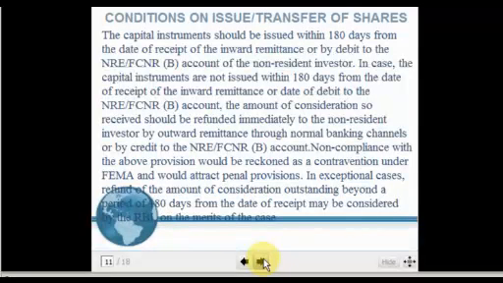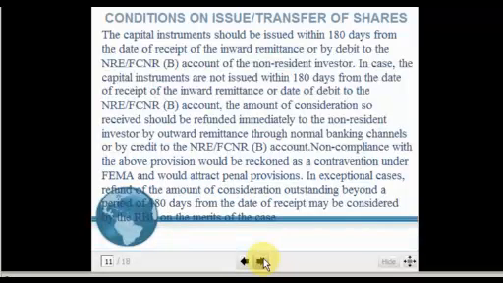The conditions on issue or transfer of shares have also been specified. The capital instrument should be issued within 180 days of the date of receipt of inward remittance or by debit to the NRI or FCNR account of the non-resident investor. In case the capital instruments are not issued within 180 days from the date of receipt of inward remittance or date of debit to the NRI or FCNR account, the amount of consideration so received should be refunded immediately to the non-resident investor by outward remittance through normal banking channels.